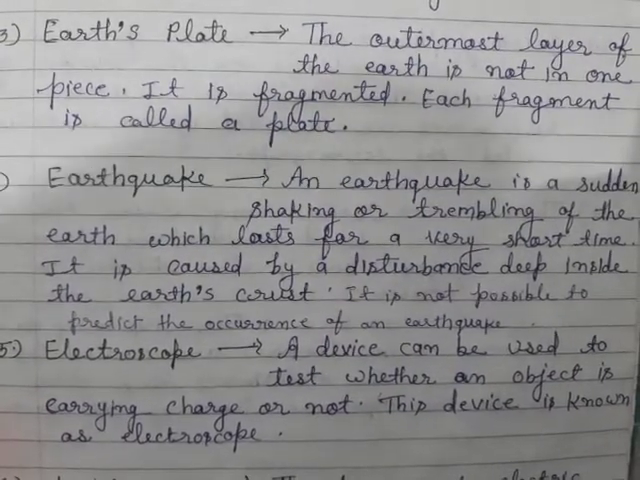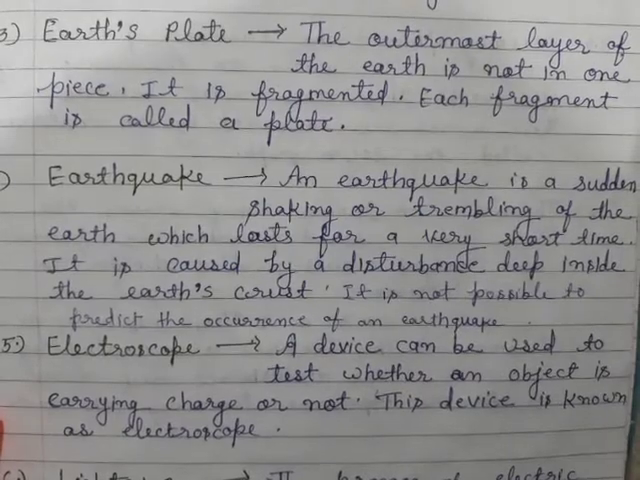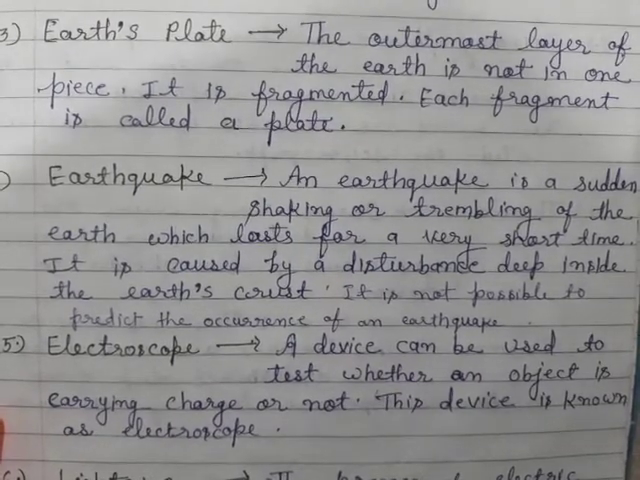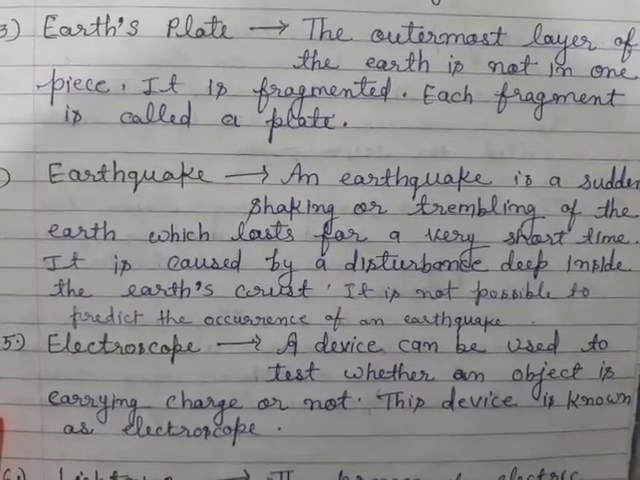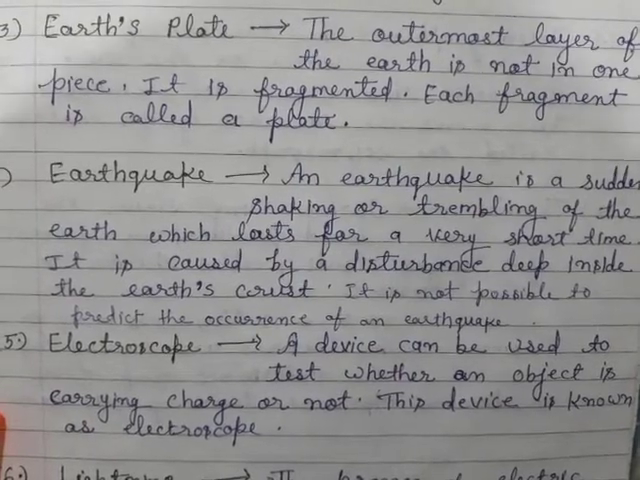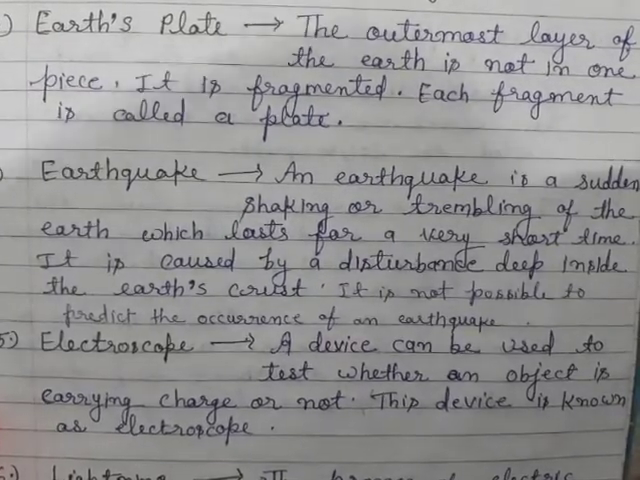What is an earthquake? An earthquake is a sudden shaking or trembling of the earth which lasts for a very short time. It is caused by a disturbance deep inside the earth's crust. It is not possible to predict the occurrence of an earthquake. This diagram is showing an earthquake in Kashmir. A major earthquake occurred in India on 8 October 2005 in Uri and Tangdhar towns of North Kashmir.